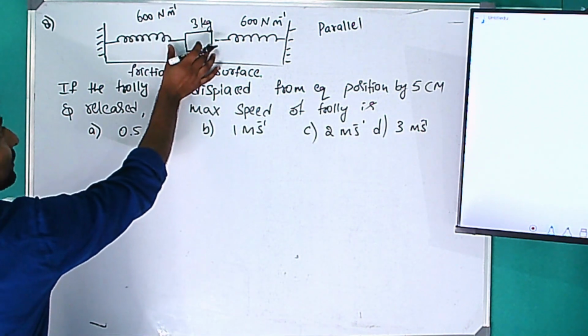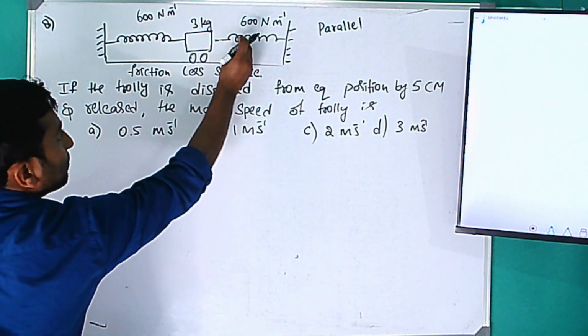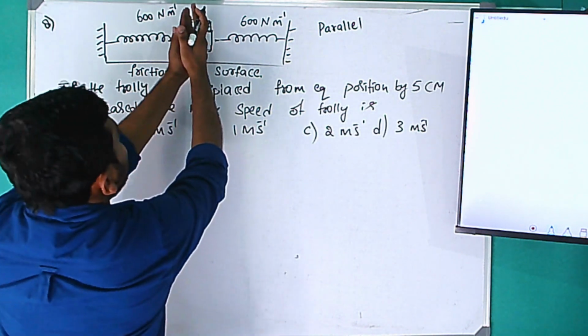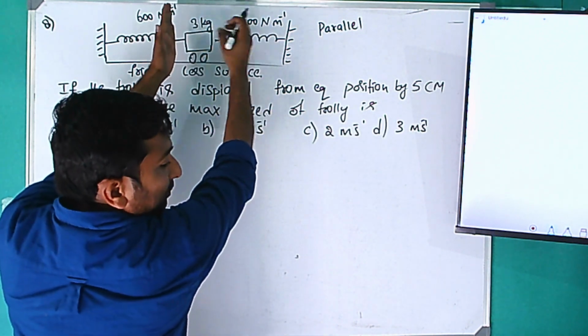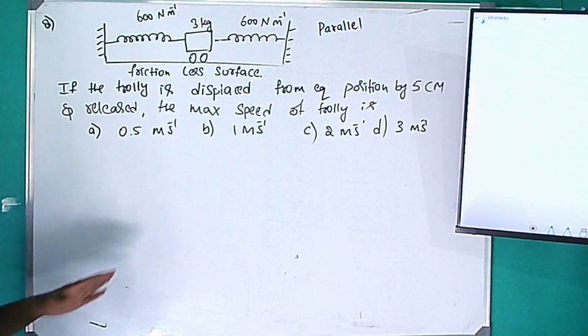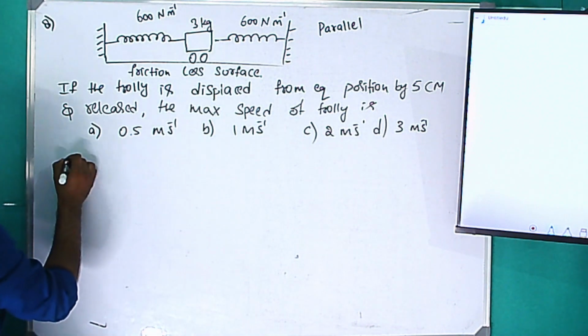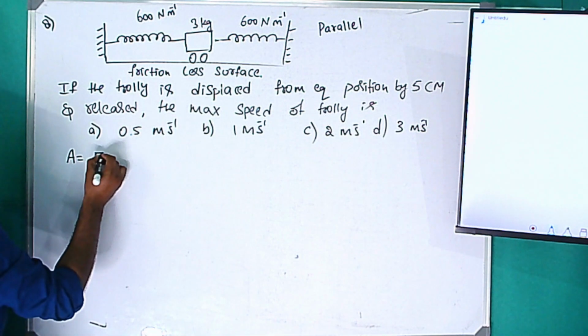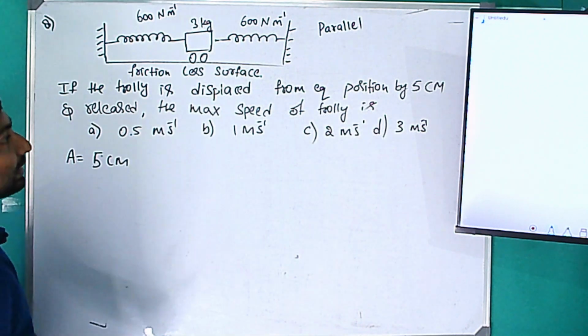Now, since it is displaced through a distance of 5 centimeter, that is, it is displaced 5 centimeter from the equilibrium position, it executes simple harmonic motion between +5 and -5. So what is the amplitude? It is 5 centimeter. So that is a given data.